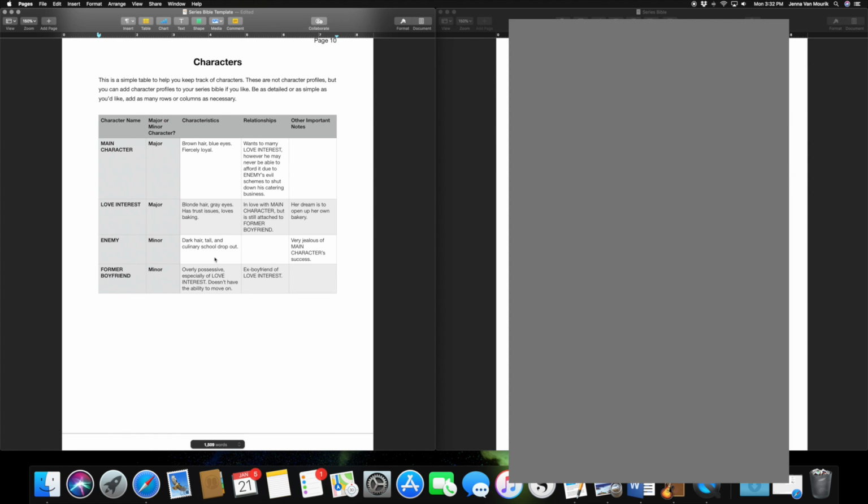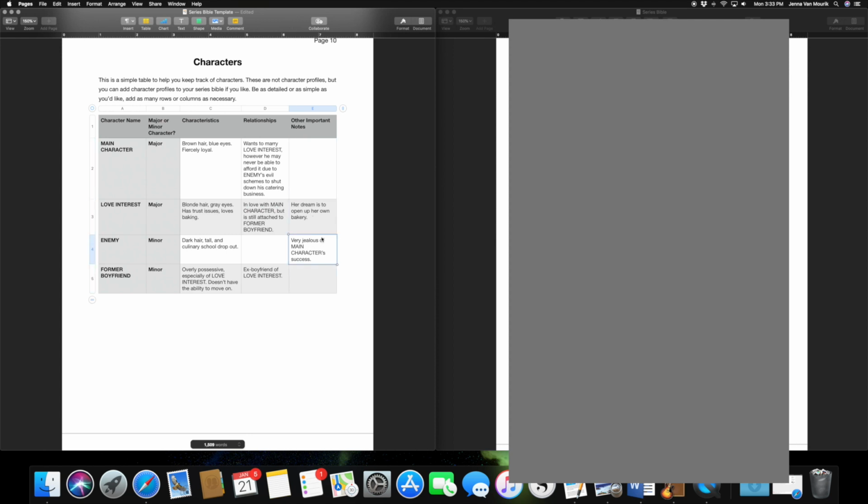And here I would just put in their characteristics. These can be physical characteristics, personality traits, background information about their childhood or their arc, their fears, their likes, whatever information you want to include that is really the need-to-know for that character. You could add in their relationships with other characters, if they are in love with someone, if they're married to someone, if they have children, and then any other important notes that you think need to be known about this character.